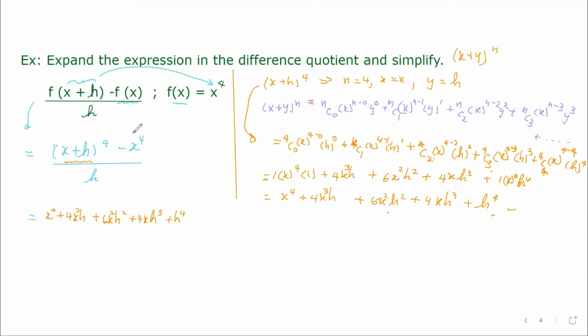But then this term, don't forget this one. This one minus x power 4. And then this is a quotient, so over here, write this over h down here. Next, simplify. Observe this x power 4 plus minus x power 4 is gone. So we can cancel this one, right? Cancel this one, cancel this one. So we are left with this one on the top.